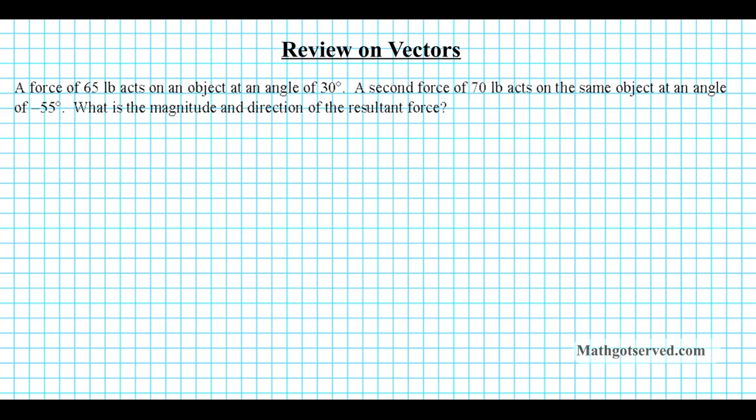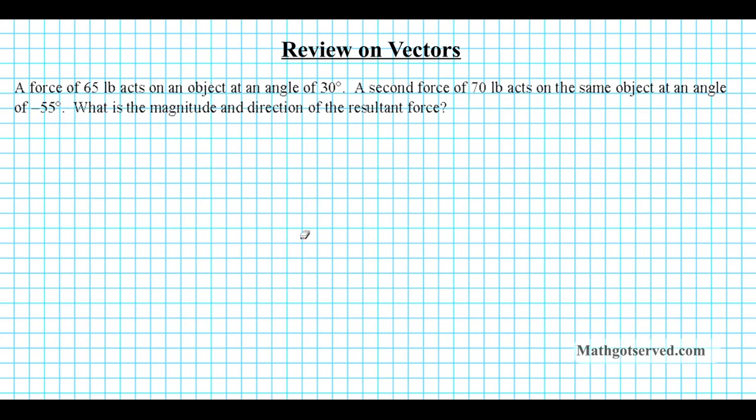Good day, students. In this clip we're going to be going over some examples reviewing the resolution of vectors. So let's take a look at the first example. It says a force of 65 pounds acts on an object at an angle of 30 degrees. A second force of 70 pounds acts on the same object at an angle of -55. Make a sketch of this situation and resolve the vectors. Let's go over some formulas real quick.